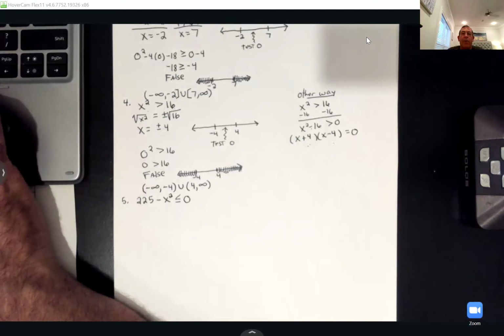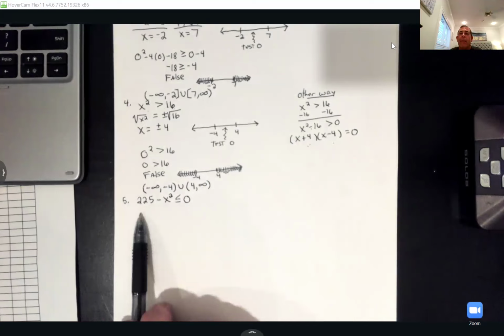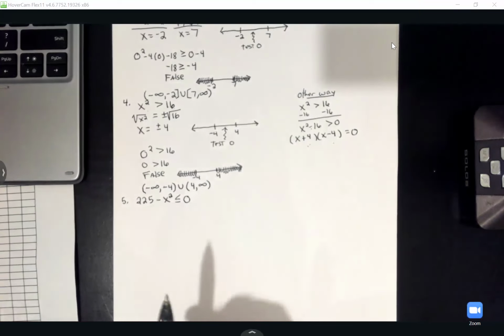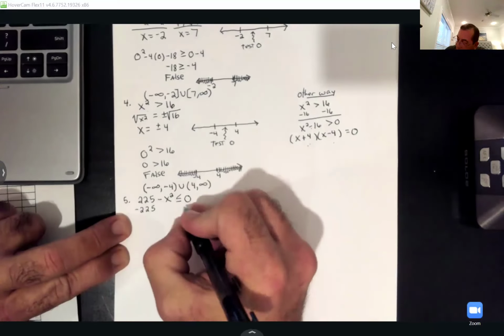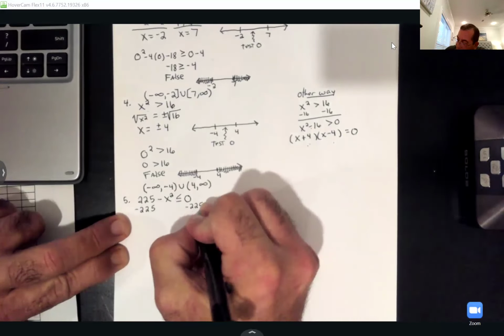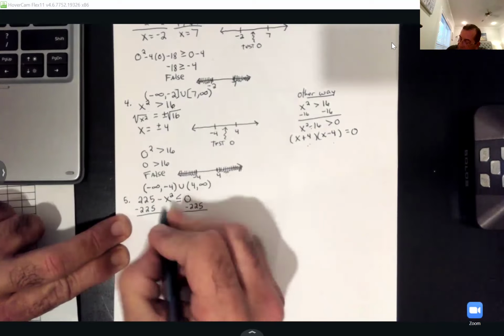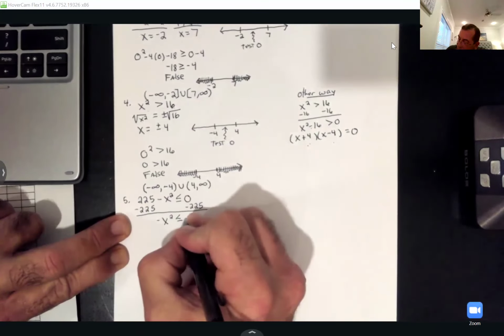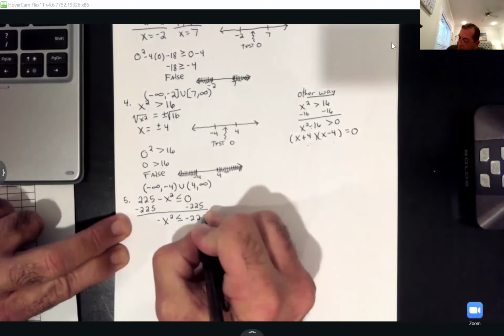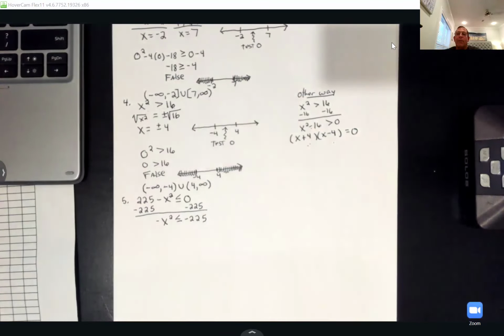All right, so square root, good job. So to square root it, what would you do here though? Move 225 to the other side. Okay, so I'm going to subtract 225. So that brings down your negative x squared less than or equal to a negative 225. All right, so now what?